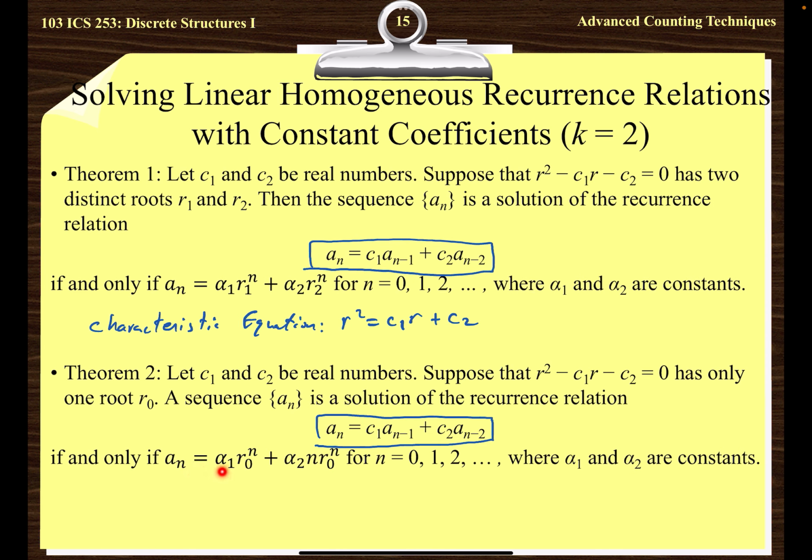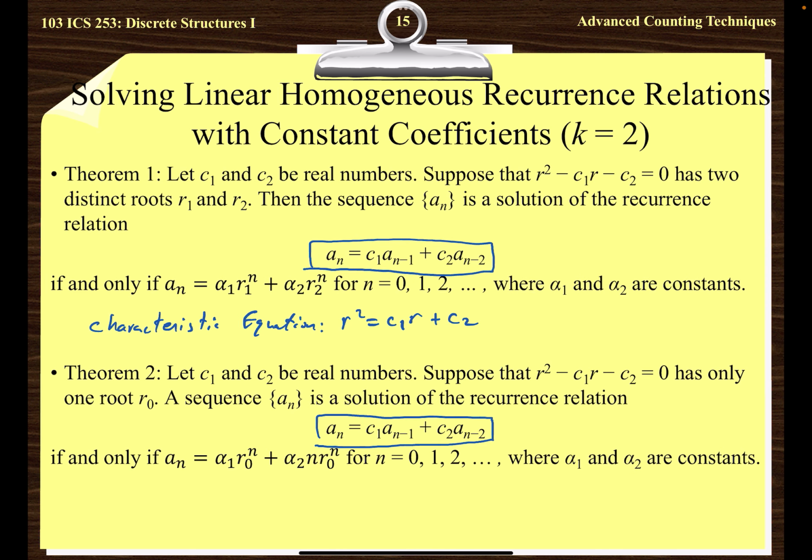The solution will be alpha 1 r0 to the power n, since here we have only one root r0, plus alpha 2 n r0 to the power n. You have to memorize these two solutions. They will not be given to you.